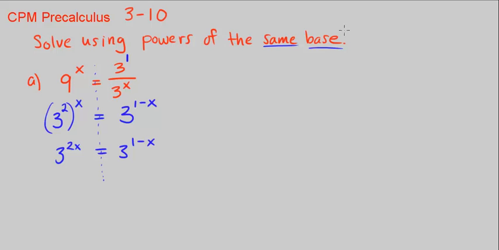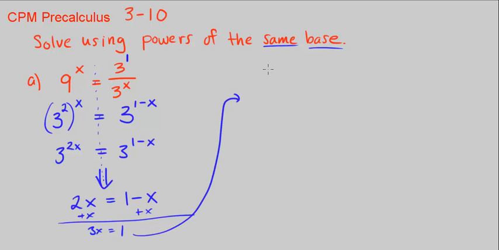Since now we have the same base on both sides, we can set the exponents equal to each other. That means 2x equals 1 minus x. To solve for x, we'll add x to both sides. We get 3x equals 1.